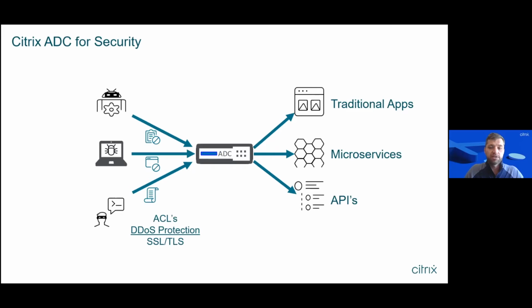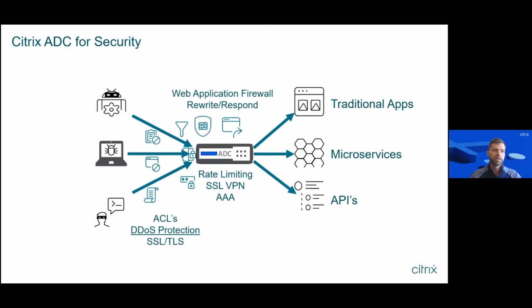Our approach to this could be a simple firewall ACL. It could be in the form of DDoS protection. It could be TLS certificates. And these are things that the ADC will allow us to do. But in more advanced cases, it could be policy-driven rewrite and responder actions. It could be a highly complex web application firewall. But now, to add even more value, the ADC includes additional functionality like rate limiting. It's got a mature authentication, authorization, and auditing engine for managing a lot of your authentication needs, and even provides the ability to have an SSL VPN connection going into it.